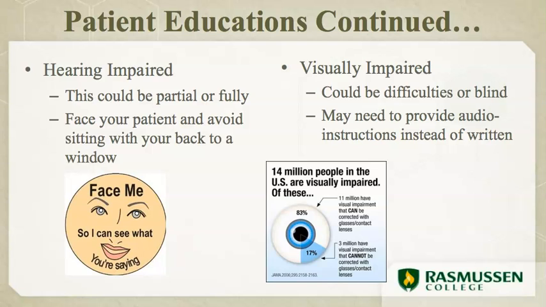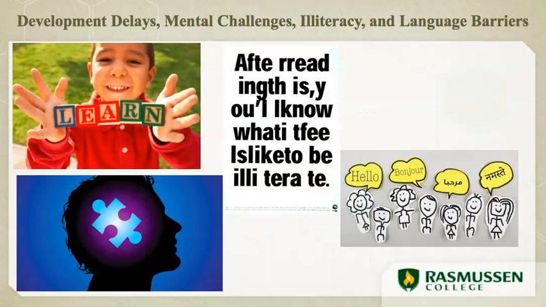Some other special needs that you may run into are developmental delays, mental challenges, illiteracy, or language barriers. Patients with developmental delays or those who are mentally challenged may have trouble understanding complex or multi-stepped educations and teachings. In these situations, you may need to give instructions to the caregiver instead of the patient, but do not ignore your patient, as they still are just that, your patient.